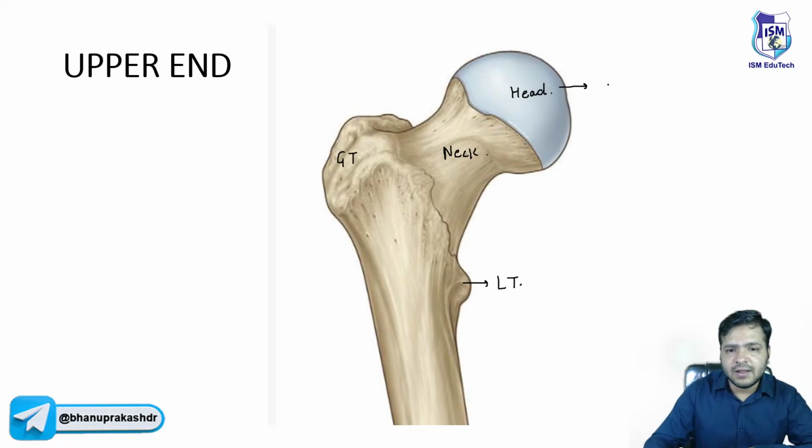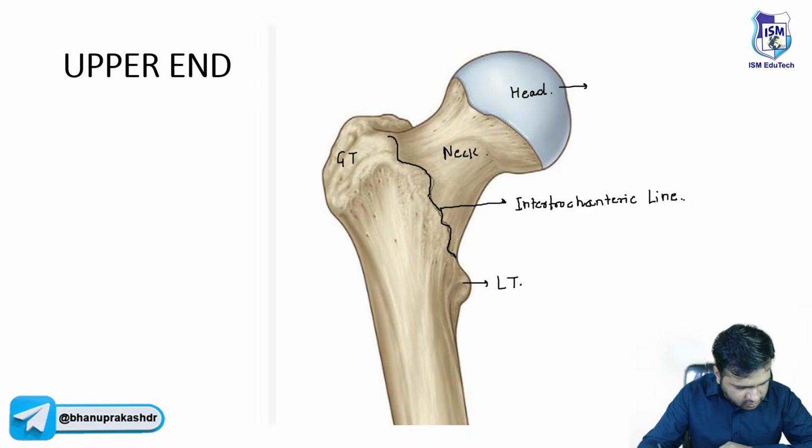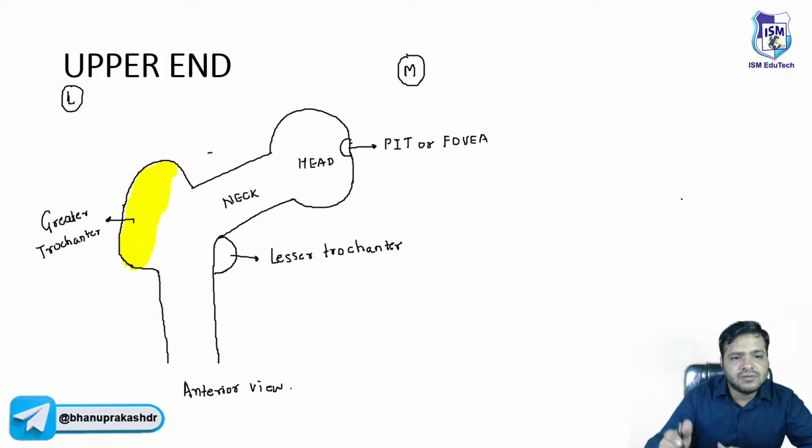Before that, remember, beta, there is a line which is joining the greater trochanter and the lesser trochanter. And this line is called the intertrochanteric line. Okay, this is called the intertrochanteric line. Good evening, beta. So let us try to make this in our diagram as well.